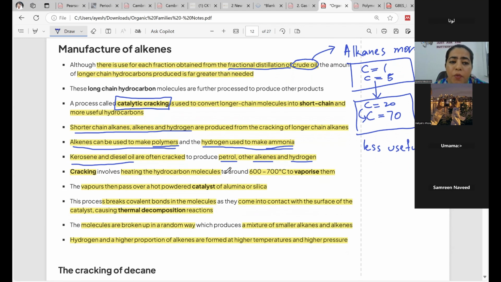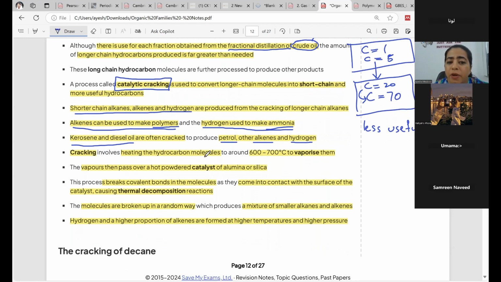Okay. Now, how can we do this cracking process? Cracking is basically a heating process in which we have to heat the hydrocarbon molecule to break the bonds and break the structure into smaller pieces. So, cracking is heating the hydrocarbon molecule at very high temperature, about 600 to 700 degrees Celsius. And by this, it is going to change first of all into vapors. Let's say the larger alkanes are definitely going to be liquid or thick liquid. So we are going to heat them at 600 to 700. First, they will convert into vapors. After converting into vapors, they will break the bonds.